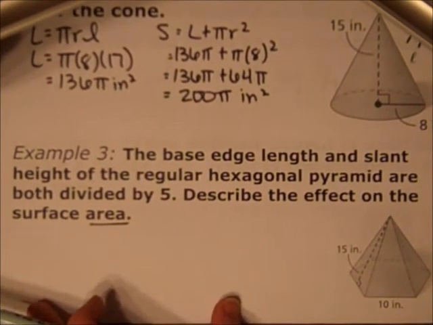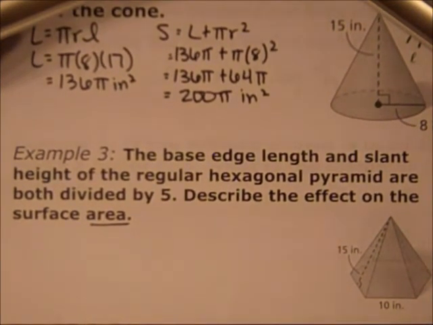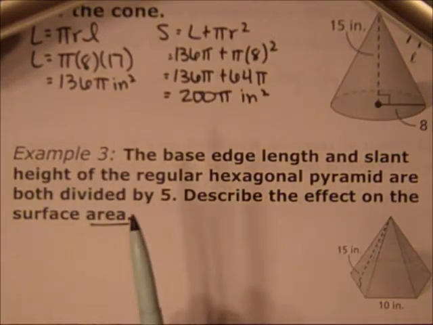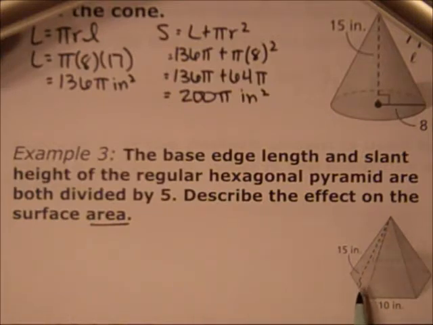Okay, now we're going to keep doing our what if we change dimensions. So they say the base edge length and the slant height are divided by 5. So that means both dimensions, not one or the other, but both. So describe the effect on surface area. Now the long way to do this problem would be to find the surface area of this hexagonal pyramid, divide both dimensions by 5, find the new surface area, and then compare it. But that's a lot of work for this one problem. Good thing we have our shortcuts.